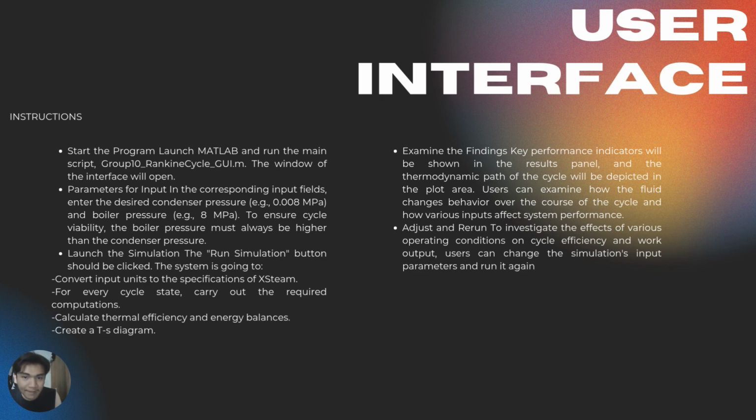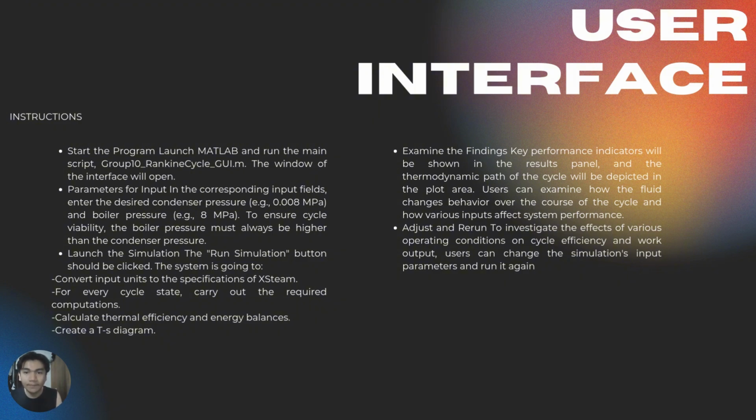We can examine how the fluid changes behavior over the course of a cycle and how various inputs affect system performance. And the last one is to adjust and rerun. It is to investigate the effects of various operating conditions on cycle efficiency and work output. We can change the simulation input parameters and run it again to avoid the parallax error.